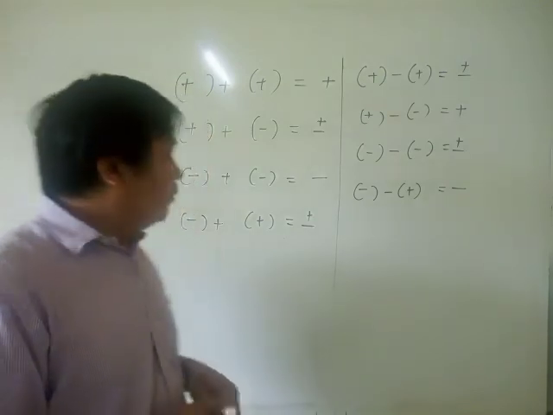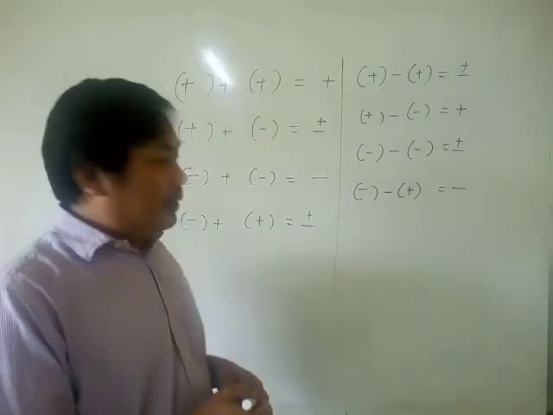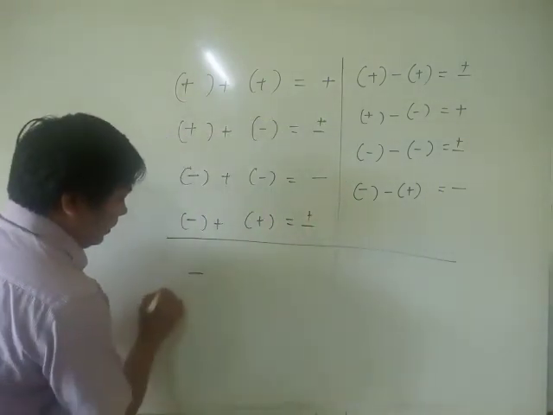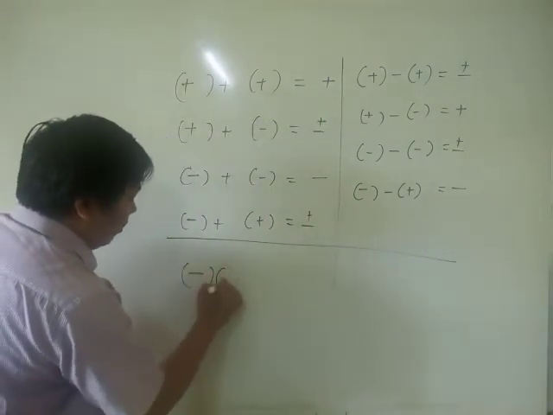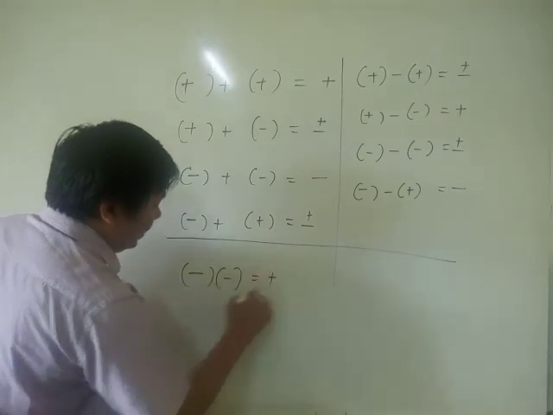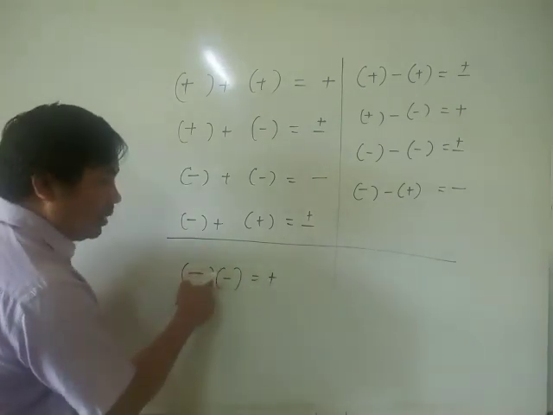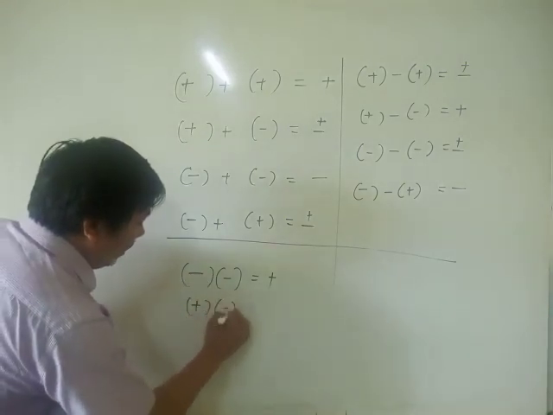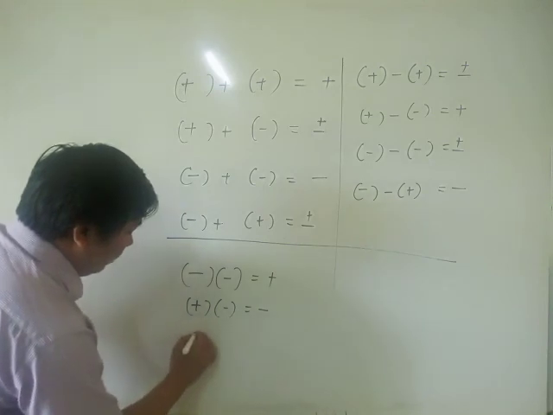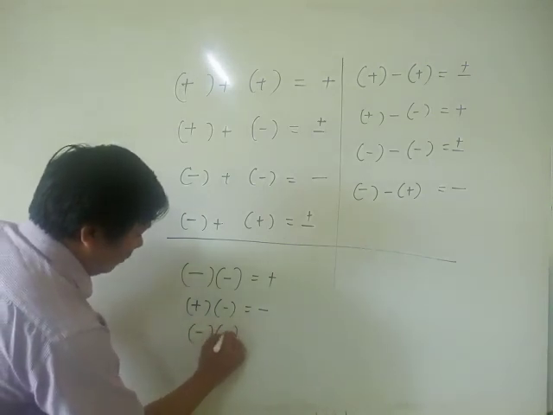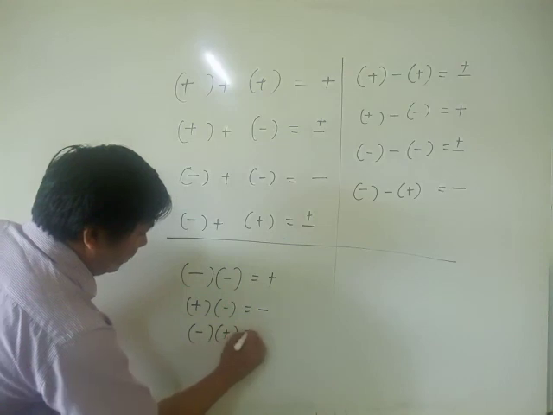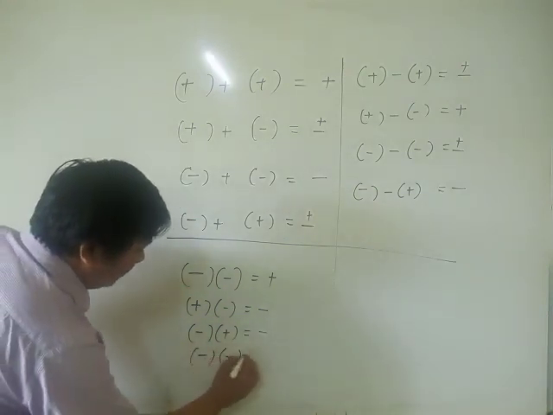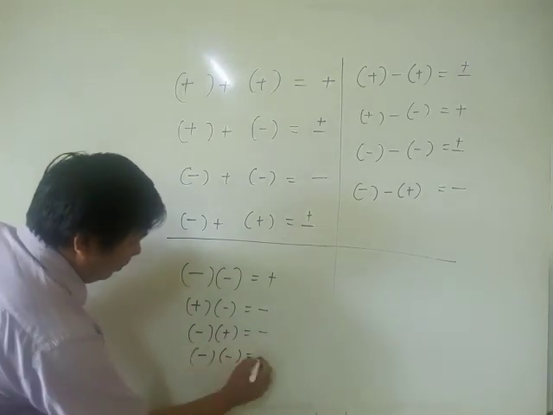And the multiplication is different. Okay, for example, you find that 1 minus and 1 minus is plus. Here there is no plus sign or minus sign in between, okay? Then if you find 1 plus and 1 minus, then it is minus. If you find that 1 minus and 1 plus, then it is also minus. If you find that 1 minus and 1 minus, without the sign in between, then it becomes plus.